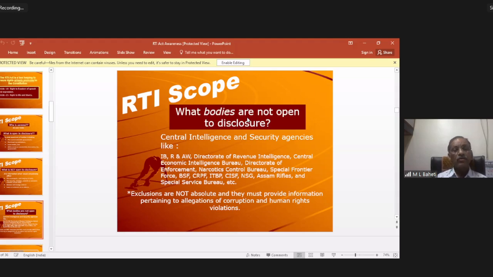See, the exclusions are not absolute. Means this authority cannot simply say we will not provide any information. They must provide the information pertaining to allegation of corruption and violation of human rights. If there is an allegation of corruption in a particular organization, that public authority is bound to share the information. Also, if there is a complaint of human right violation, there also that public authority has to share the information.